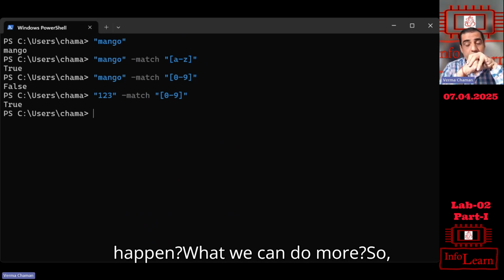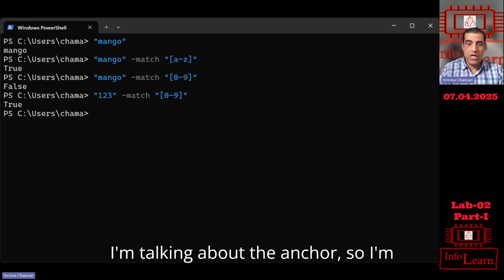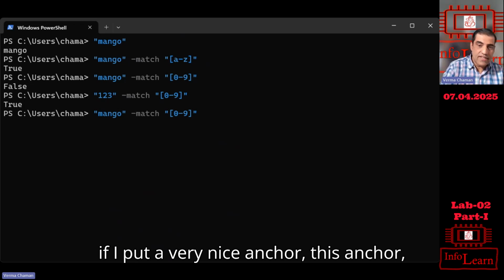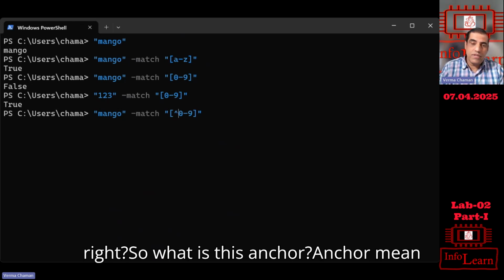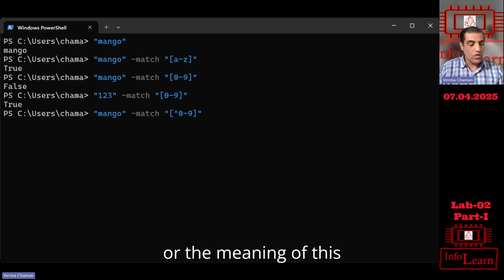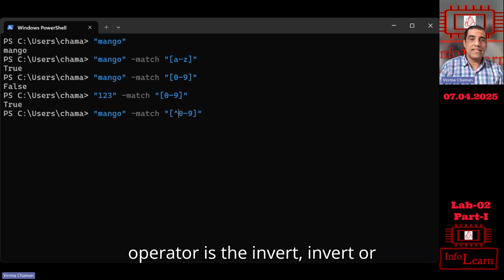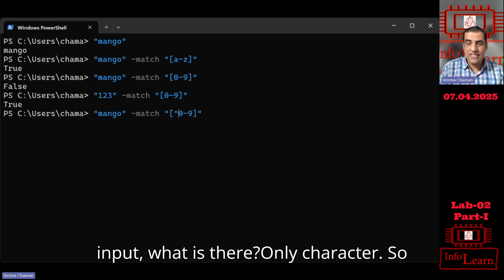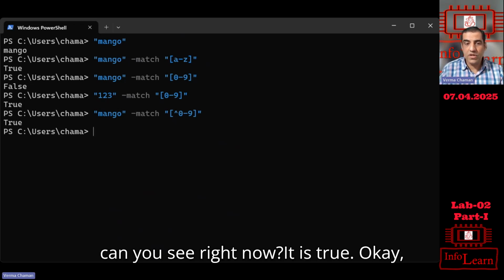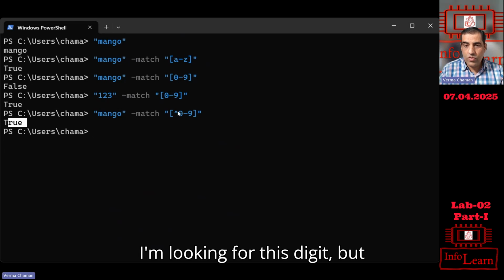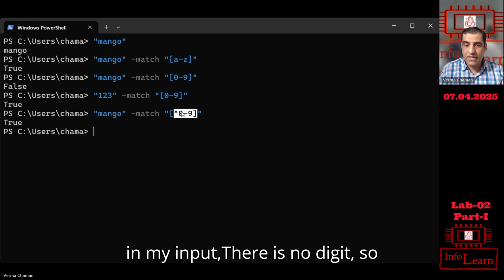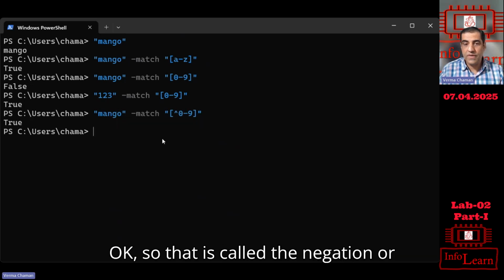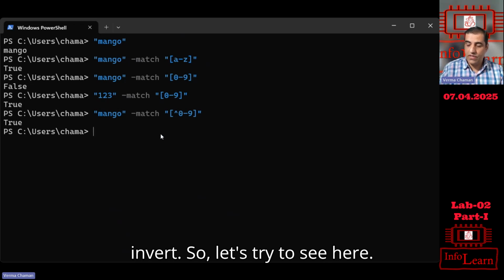Now what can we do more? I'm talking about the anchor, so I'm going to use the anchor here. If I put this anchor, the caret operator, what is this anchor? The meaning of this operator is invert or negation. Now in my input, what is there? Only characters. Can you see right now? It is true. I'm looking for a digit, but in my input there is no digit, so it performs the opposite operation. That is called negation or invert.